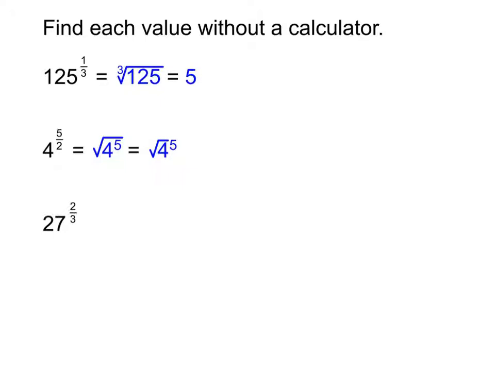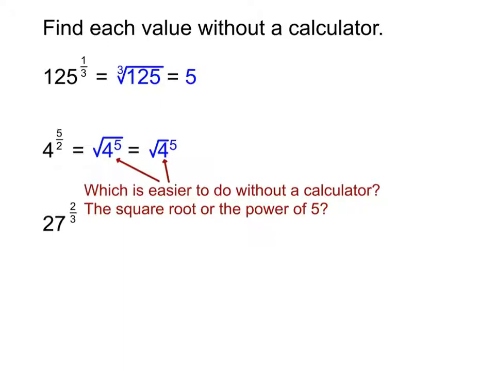So, as you take a look at these two different ways of writing it, and it's not that you have to write both of them, what you're going to do is think about which one of those is going to be easier to do and rewrite it that way. So, do you know what 4 to the 5th is off the top of your head without a calculator? A few of you maybe yes, but most people probably not. Do you know what the square root of 4 is off the top of your head? Yes. 2. Everybody should know that one. The square root of 4 is 2. So I'm going to use that form.